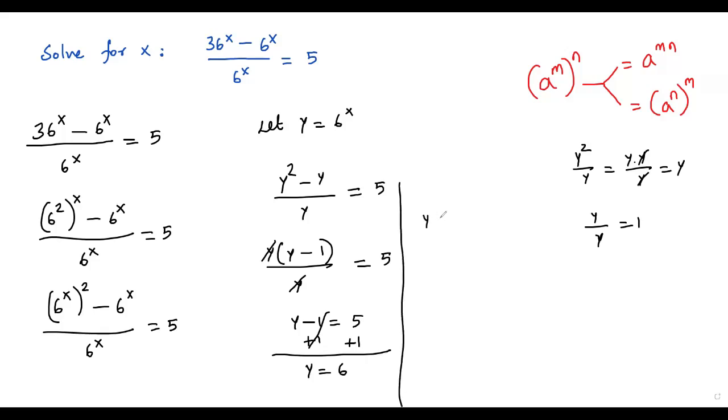Let me take the equation over here: y equals 6. Actually, y is a variable taken by us. It has to be replaced by the original expression, that is 6^x. So let me replace y by 6^x, which gives 6^x equals 6.